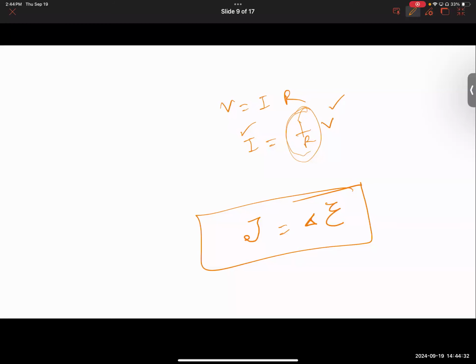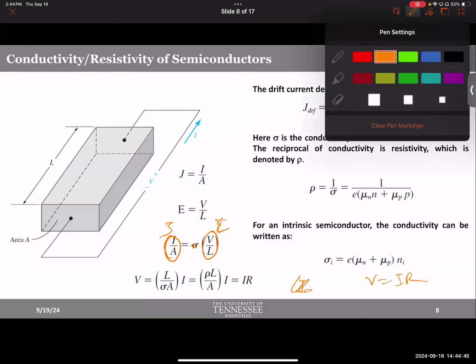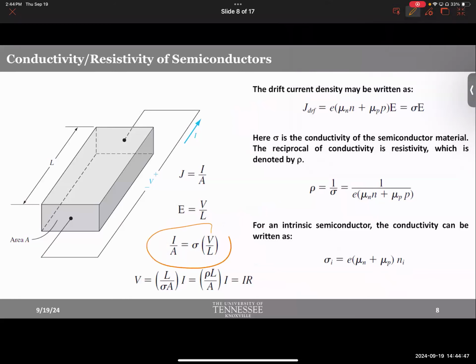Okay, so let's get back to the previous slide. So this is J, as you see, I over A is just J. Sigma is conductance, and V over L is just E. So you are basically writing Ohm's law here. I guess all with me so far? Okay. So this is taken from the textbook again. It's showing that we should arrive at V equals IR starting from J equals sigma E, not the other way around. J equals sigma E is the actual version of Ohm's law.